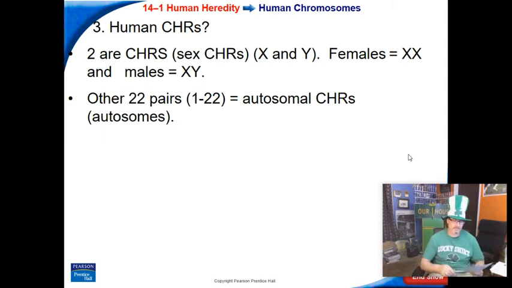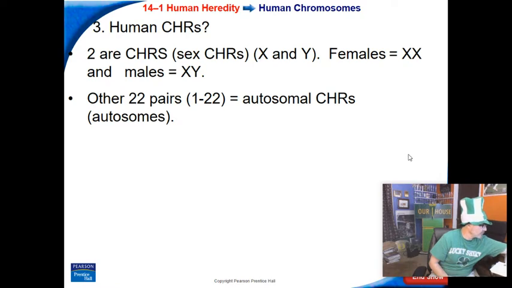Human chromosomes, there are two types. There are autosomes. Those are chromosomes 1 through 22. And then there are the two sex chromosomes, which are the X and the Y chromosome. And we just simply call those sex chromosomes.